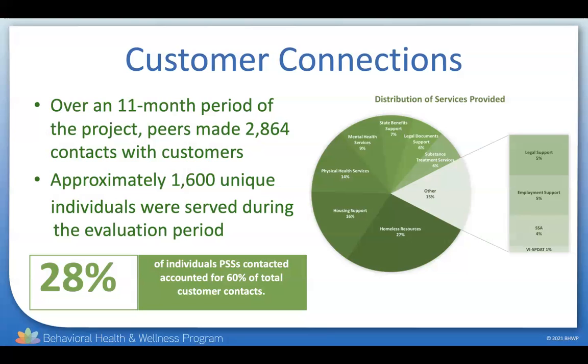This breakdown shows that services related to homeless resources and housing support made up a little over 40% of the services. And then in addition, referrals to physical and behavioral health services, including substance abuse treatment, made up roughly another 30% of services. And there were some other smaller categories there, like legal document support and state benefit support and other practical supports like those.